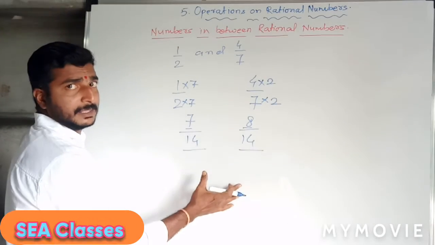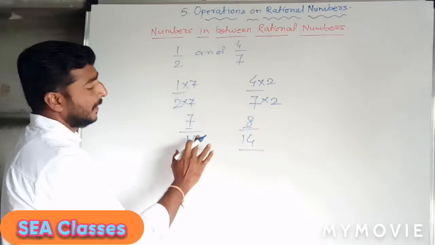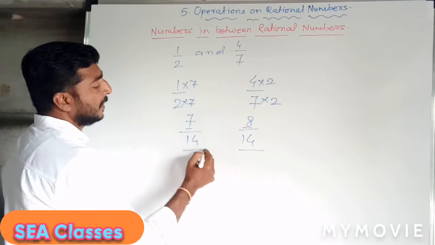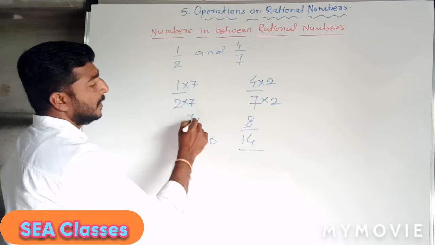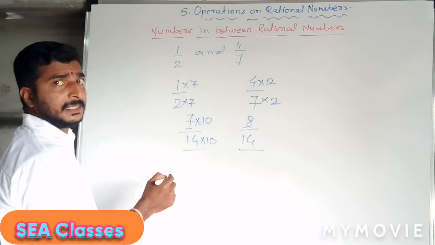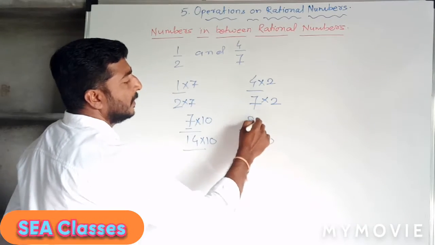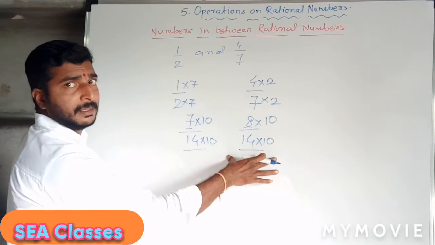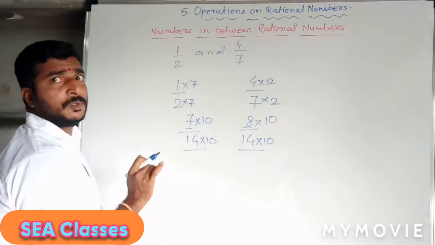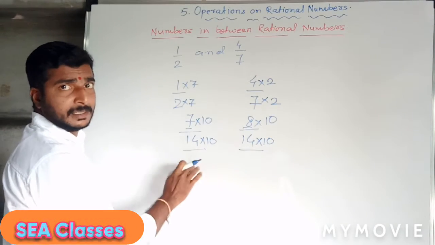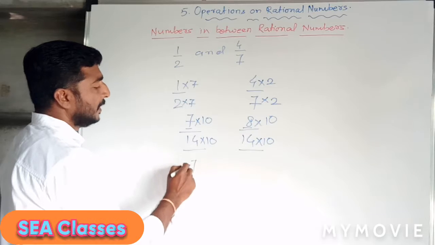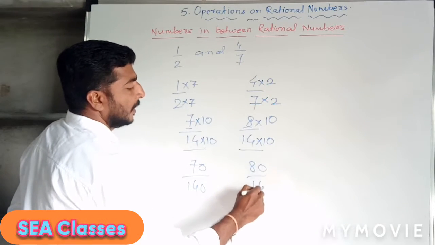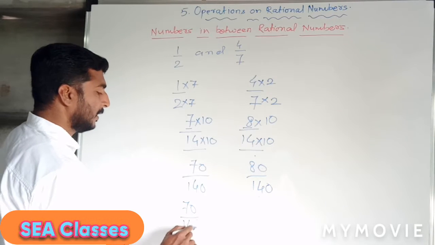By looking here, you don't get whether there is a rational number lying between 7/14 and 8/14. So for that purpose, we increase the denominator by multiplying by 10. As you multiply the numerator by 10, multiply the denominator by 10. Here also multiply by 10. So the denominators will remain equal, and the numerators will increase as the denominators increase. Now it will be 70/140 and 80/140.